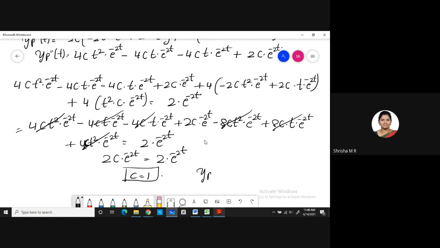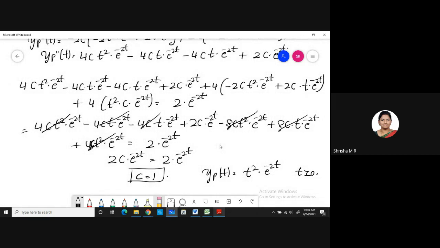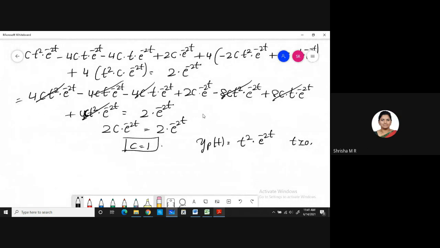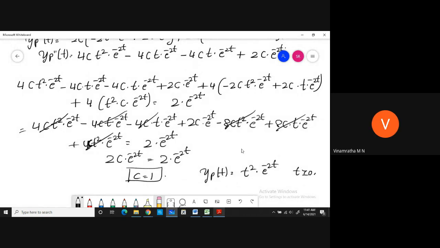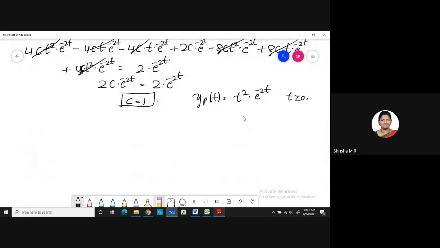So your particular response yp of t will be t square into e power minus 2t for t greater than or equal to 0. Got it, everyone? Particular response understood? This is quite a lengthy problem. Got it? Yes, ma'am. What about others? Is it clear? Yes, ma'am. Okay, fine. So now let us see what is forced response.